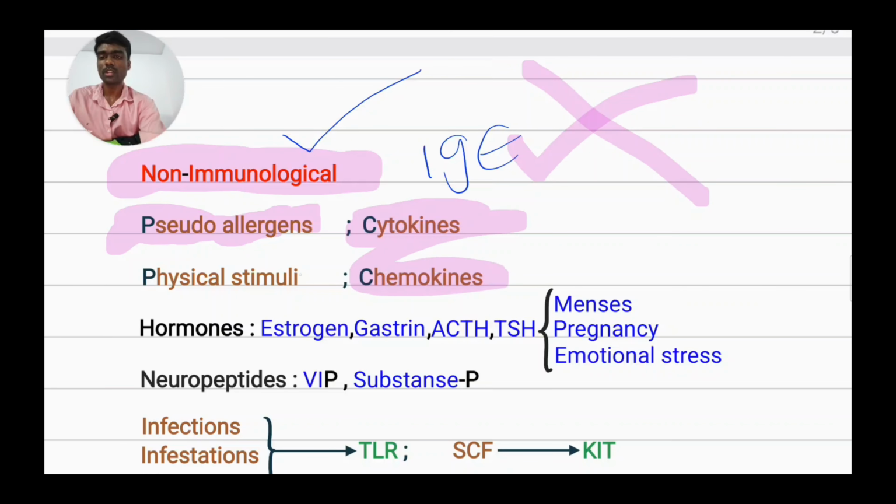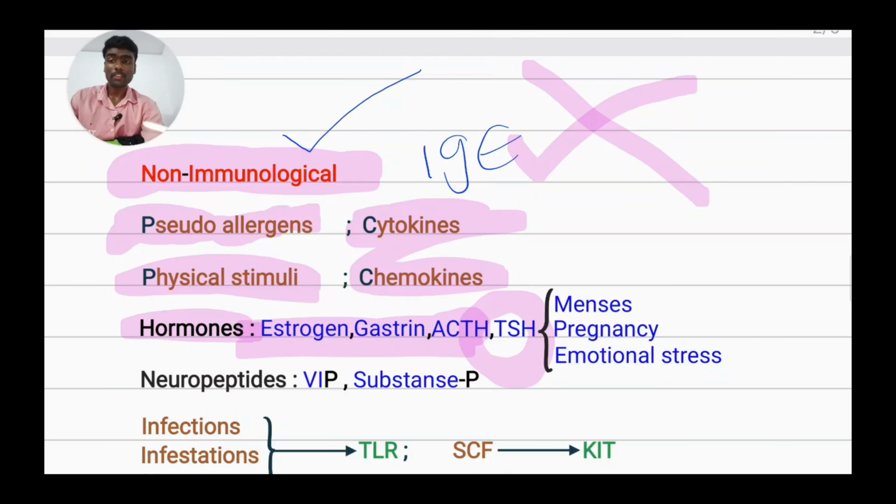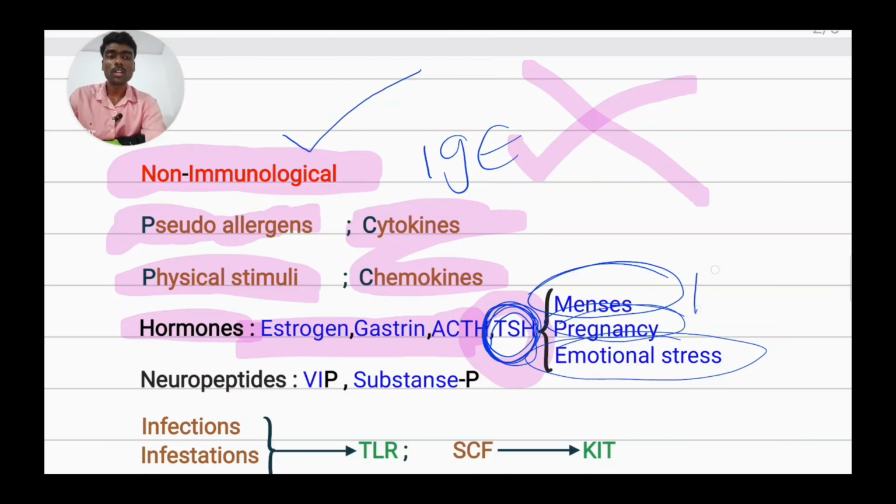Cytokines, chemokines, physical stimuli, hormones: estrogen, gastrin, ACTH, TSH. That's why whenever an urticaria case comes to us, we will evaluate the thyroid profile to check TSH levels. This TSH will also stimulate mast cells, leading to urticaria. During menses, pregnancy, emotional stress, all these will lead to hormonal imbalance. These hormones have their own receptors on mast cells and will activate mast cells, leading to urticaria.